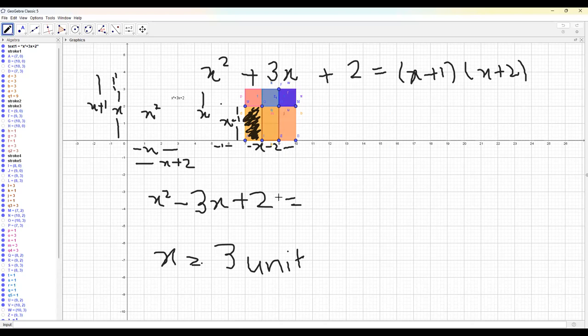So what is the factorization of x squared minus 3x plus 2? We got the result. That is x minus 1. Yes, exactly. X minus 1 and x minus 2. So you can use this property. You can use the GeoGebra in the classroom to factorize the polynomial. So the student can relate itself how we are going to add the squares and rectangles and how we are factorizing polynomial equation. Okay, so we can explore this.